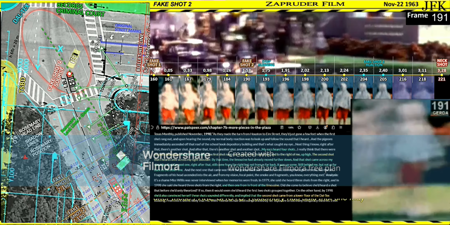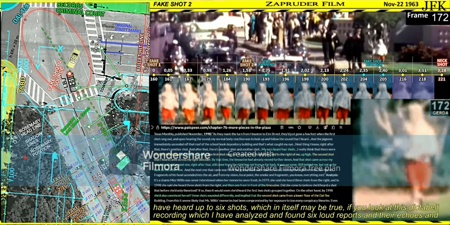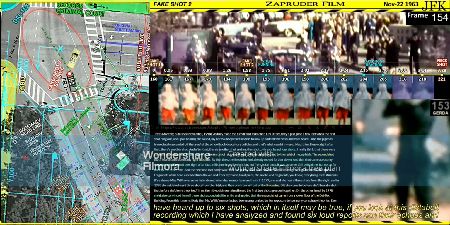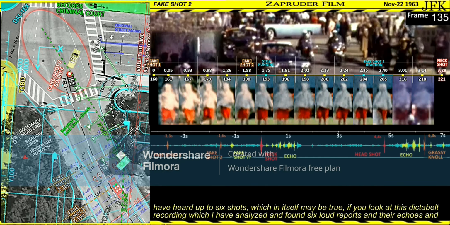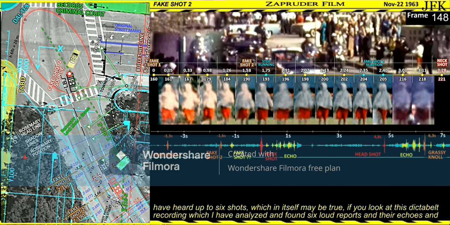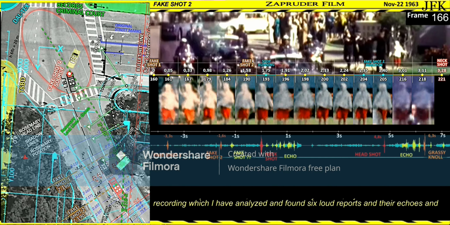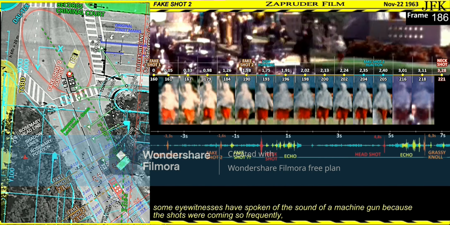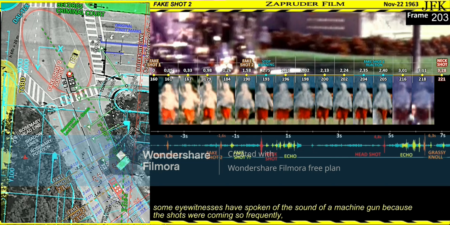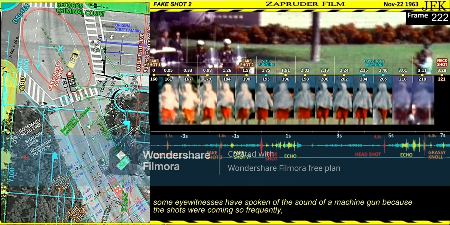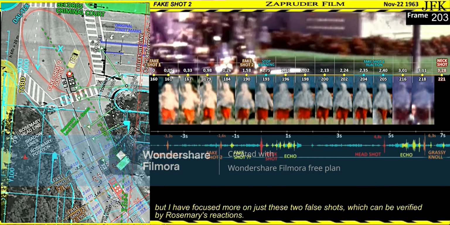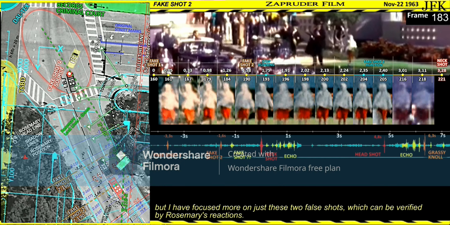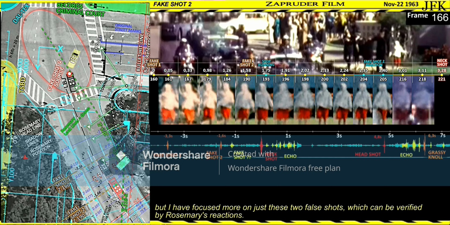Rosemary has said that she may have heard up to 6 shots, which in itself may be true. If you look at this Dictabelt recording, which I have analyzed, I found 6 loud reports and their echoes, and some eyewitnesses have spoken of the sound of a machine gun because the shots were coming so frequently, but I have focused more on just these 2 false shots, which can be verified by Rosemary's reactions.